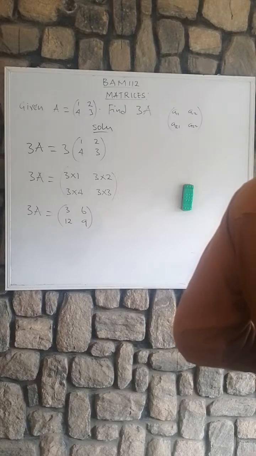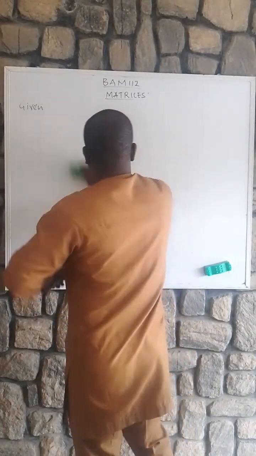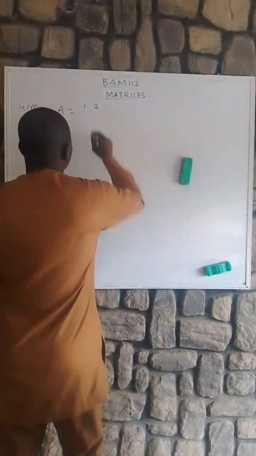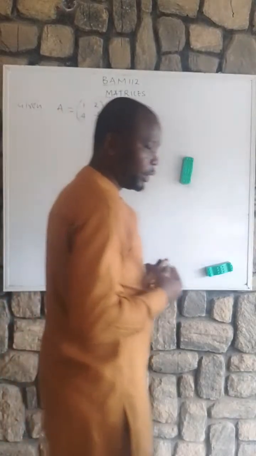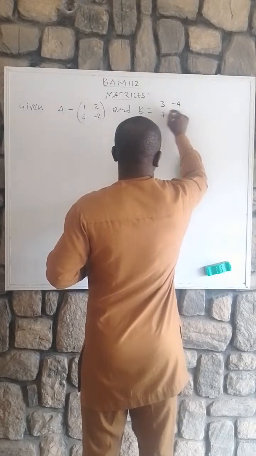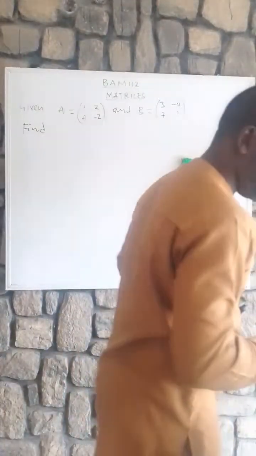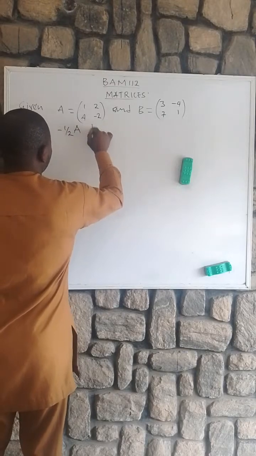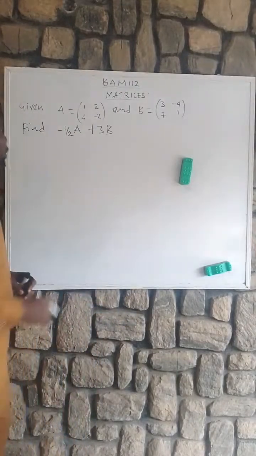Let's consider another example. Given matrix A = [1, 2; 4, -2] and matrix B = [3, -4; 7, 1], we are to find -1/2 A + 3B. So far so good.